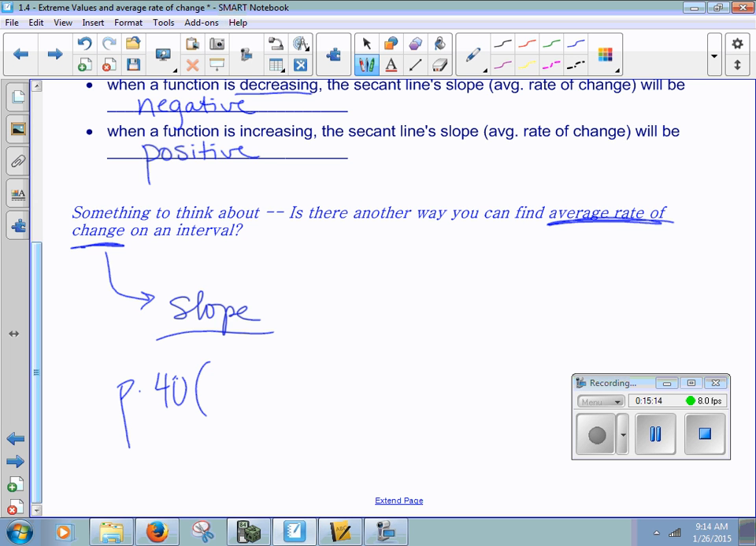I want you to do page 40, 8 through 10. Folks, this is just describing the intervals as increasing, decreasing, and constant. And of course, share books. Take a picture and put it out there for folks. 8 through 10. I want you then to work on 20 and 21.